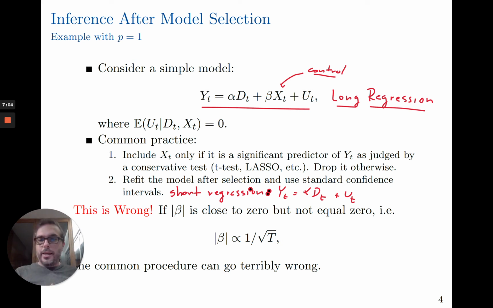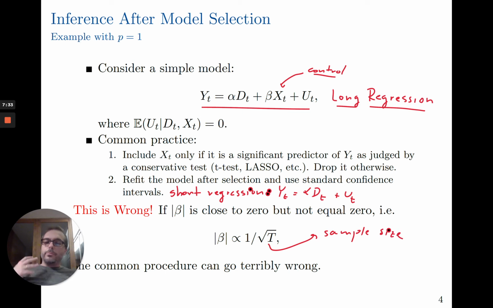If beta is close to 0 in absolute value, but not exactly equal to 0, let's say that the absolute value of beta is proportional to 1 over the square root of T, T being the sample size.